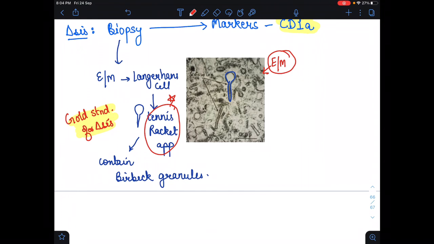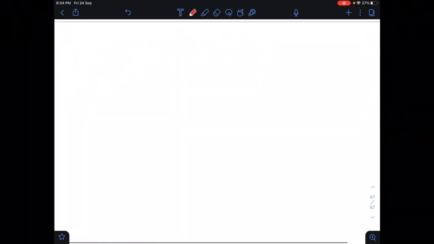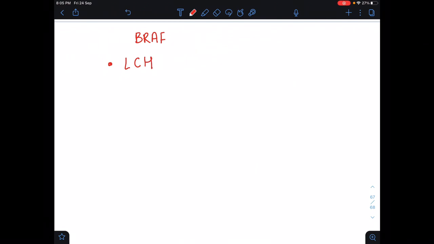For LCH, as I told you, the mutation is BRAF mutation and the marker is CD1a. Now I am going to tell you where else we see the BRAF mutation. First, it is seen in Langerhans cell histiocytosis. As we invert LCH, it makes HCL, that is hairy cell leukemia.